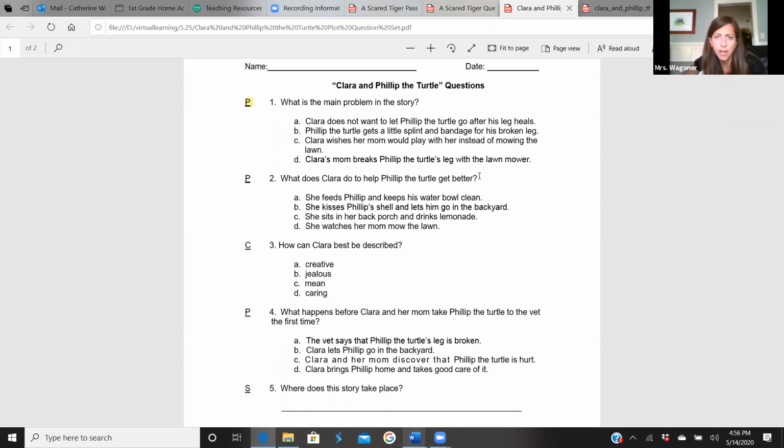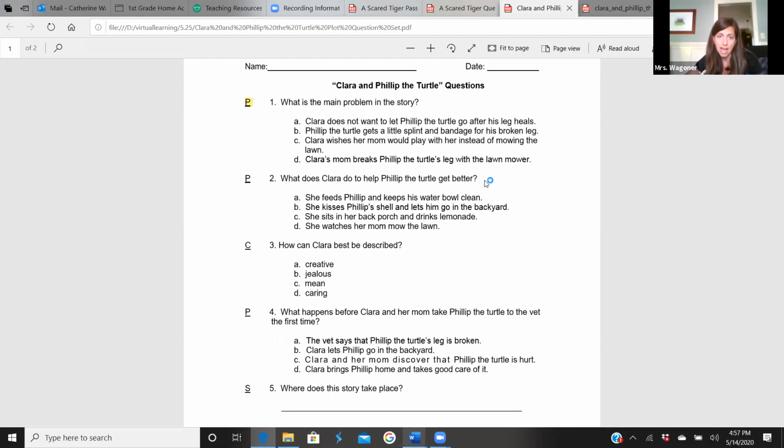Number 2. What does Clara do to help Philip the turtle get better? A, she feeds Philip and keeps his water bowl clean. B, she kisses Philip's shell and lets him go in the backyard. C, she sits in her back porch and drinks lemonade. Or D, she watches her mom mow the lawn. So for number 2, what does Clara do to help Philip the turtle get better? A, she feeds Philip and keeps his water bowl clean. B, she kisses Philip's shell and lets him go in the backyard. C, she sits in her back porch and drinks lemonade. Or D, she watches her mom mow the lawn.